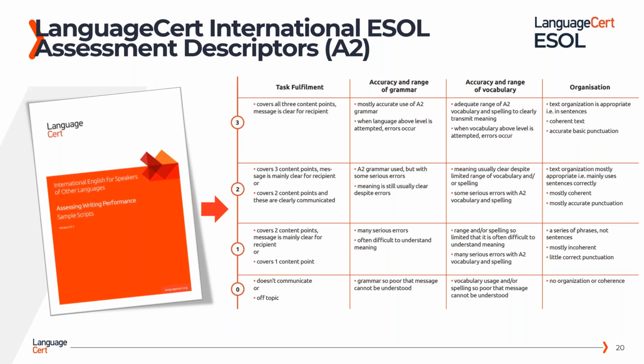Here you can see where to find the A2 level assessment mark scheme. You will find it in the Assessing Writing Performance Handbook, which is on our website. Actually, in this handbook, you will find not only the mark scheme for all levels, but also clarifications about the writing exam, sample scripts, and how they have been marked by our assessors and more.